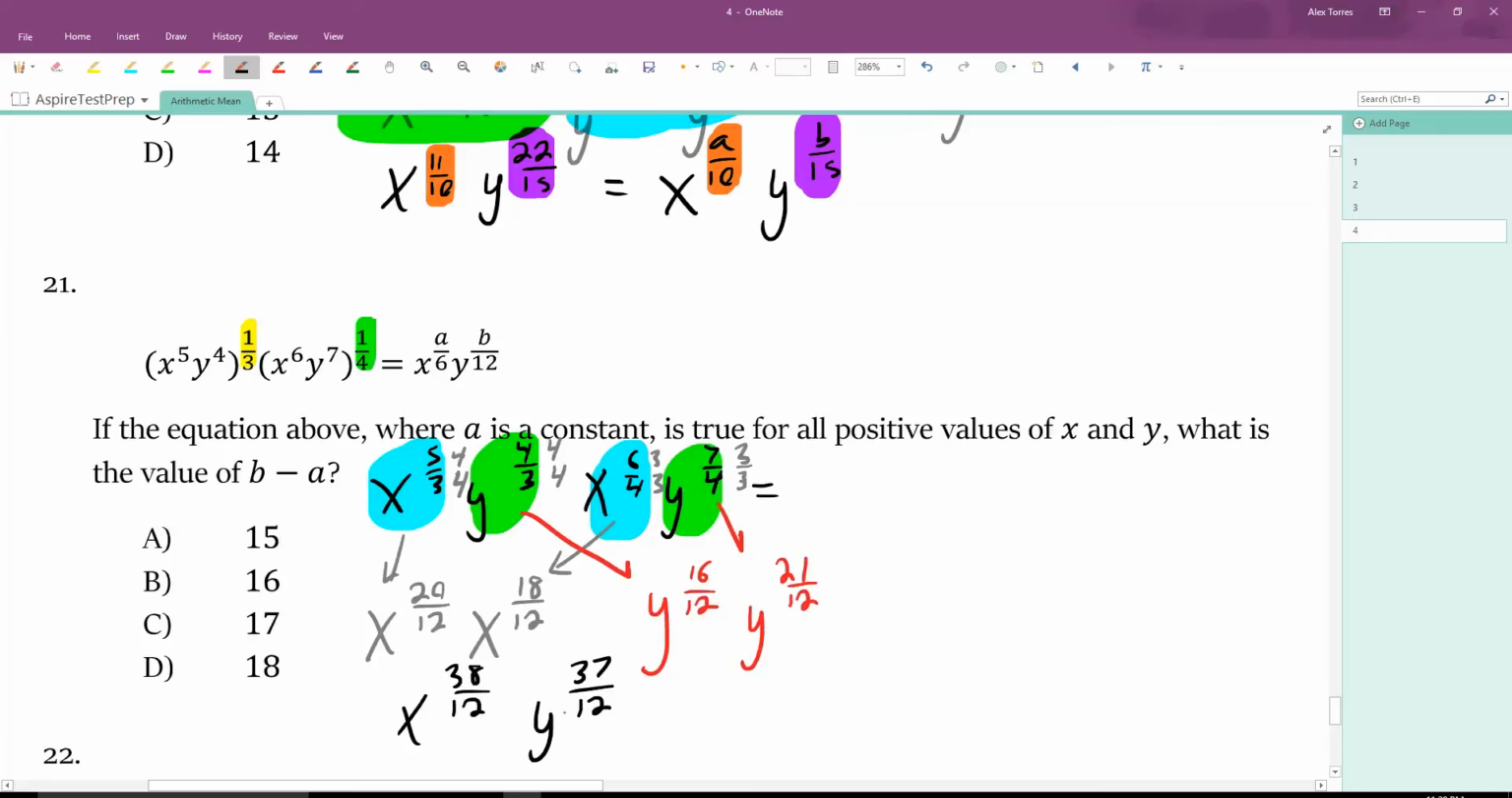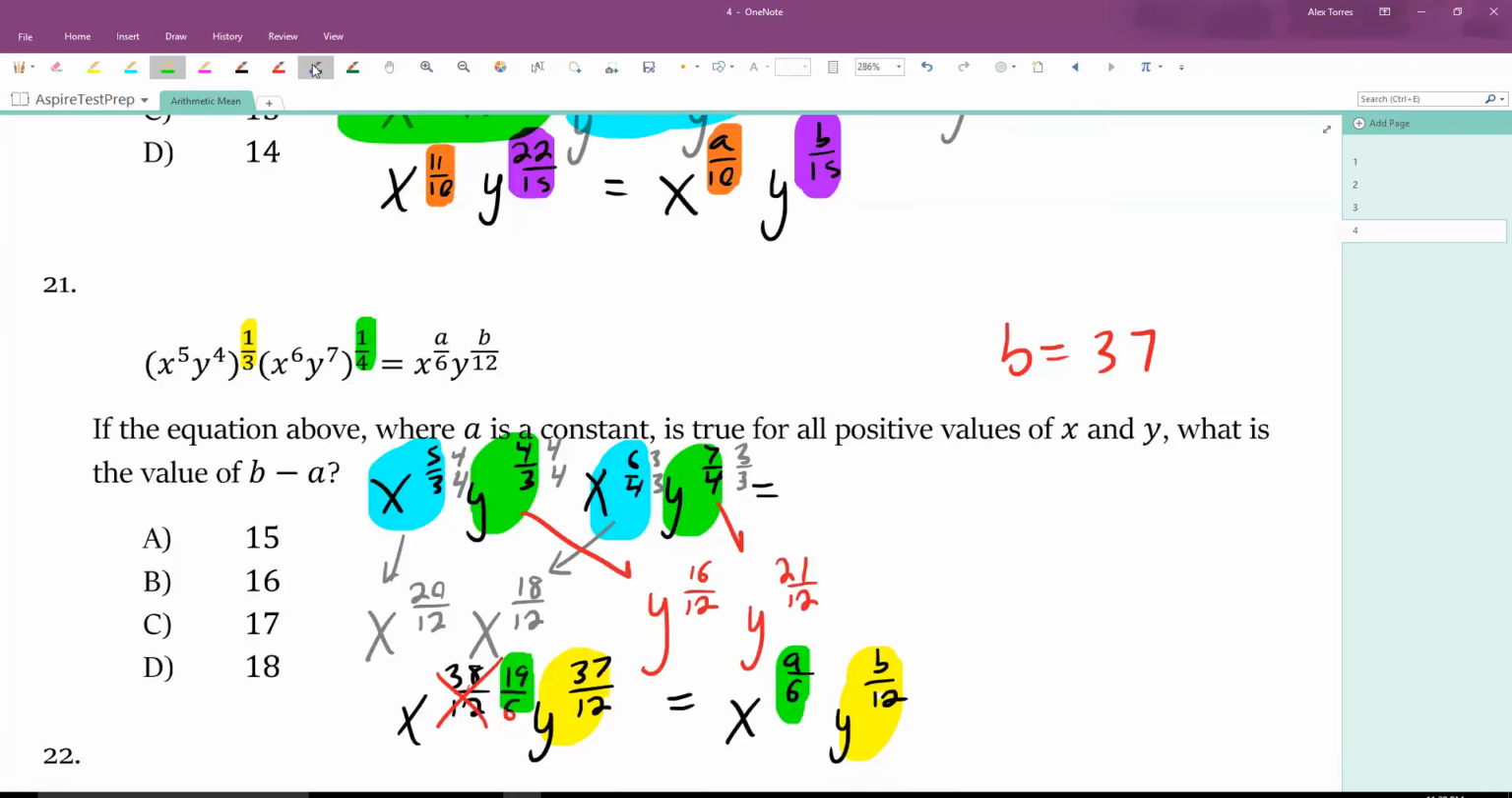And the question is asking us, what's the value of b minus a? Well, this was all set equal to x to the a over 6, y to the b over 12. So these two things match so perfectly that we already know that b is going to be 37. However, for the a, we need to do some simplifying. 38 over 12, both of those divide by 2, so this will be 19 over 6. So now we've got 19 over 6 matching with a over 6, and we just discovered that a is 19.